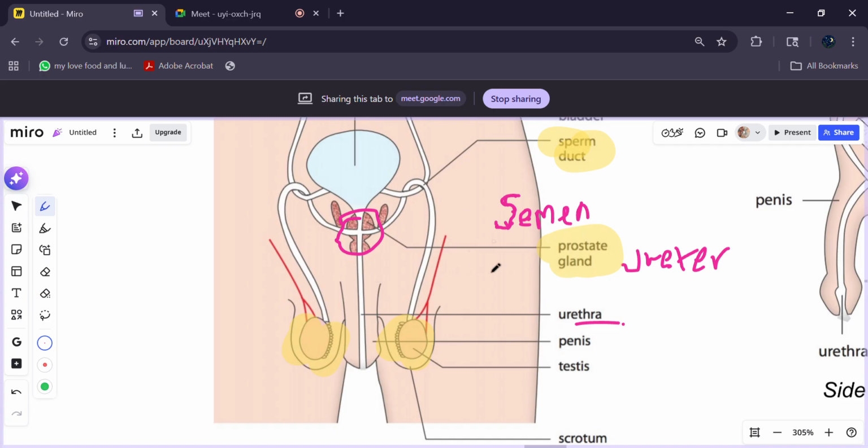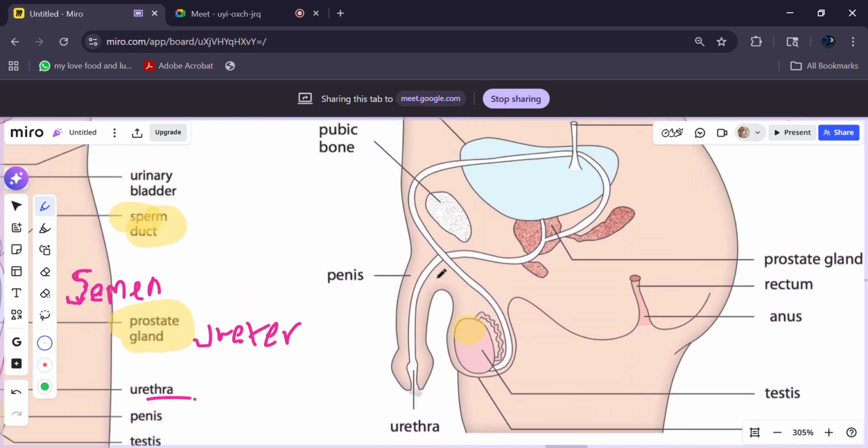And same goes for the sperm cells. When the semen is created, it passes through the urethra out of the penis during fertilization. So this urethra is one of the parts that connects the male reproductive system and the urinary system.